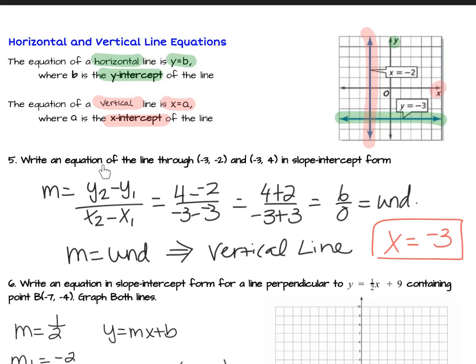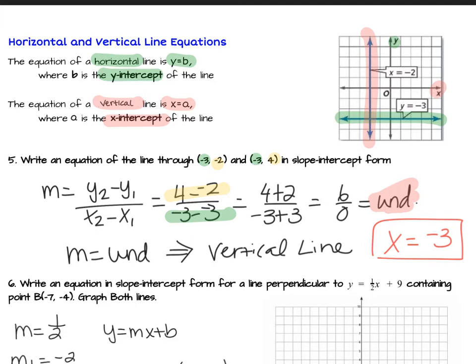So for number 5, you're going to write an equation of a line through -3, -2, and -3, 4. And so first you will write the equation in slope-intercept form. And so in order to do that, we have to first find our slope. So in finding our slope, we'll discover that it is undefined. So here we have 4 minus -2 as our y1 minus y2 here. 4 minus -2, and then we have 3 minus -1, and when we simplify that, we'll get 4 plus 2, which is 6, and -3 plus 3, which is 0, giving us our undefined value.